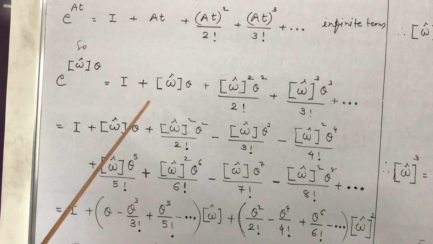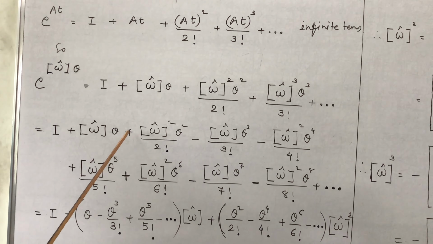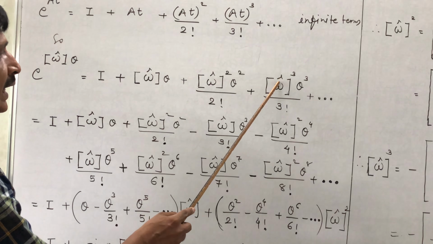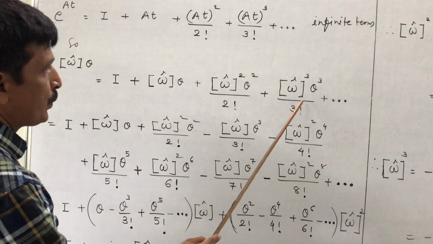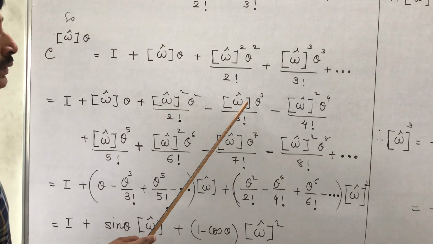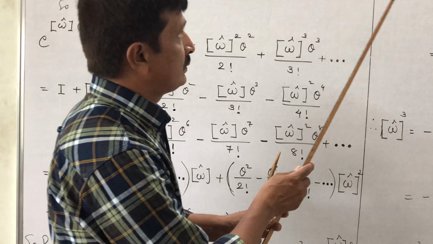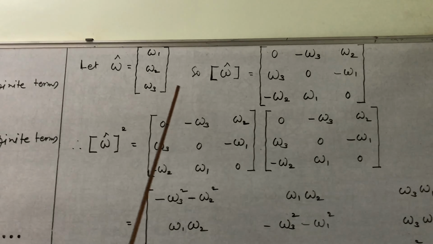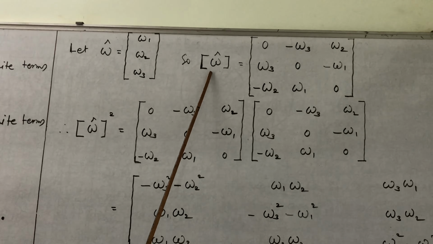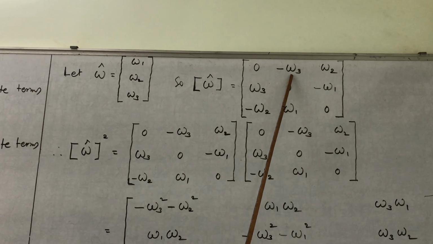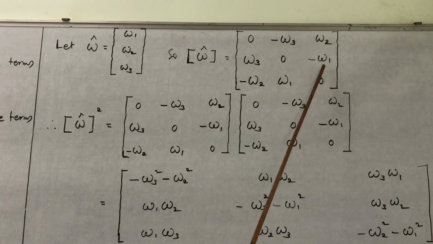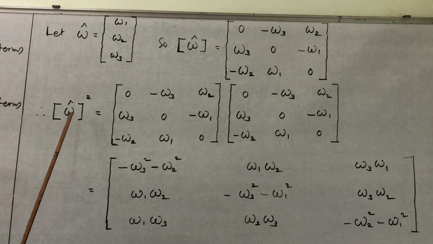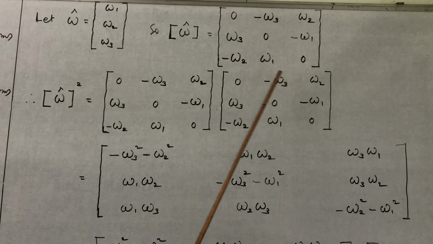So I as it is, omega cap theta, omega cap square theta square by 2 factorial. For omega cap cube it is given as minus omega cap. Here I have given the proof. Let omega cap be omega 1, omega 2, omega 3. So the skew symmetric omega cap, according to the definition, is 0, minus omega 3, omega 2; omega 3, 0, minus omega 1; minus omega 2, omega 1, 0. So for the square of this, omega cap square, I have written it as it is.